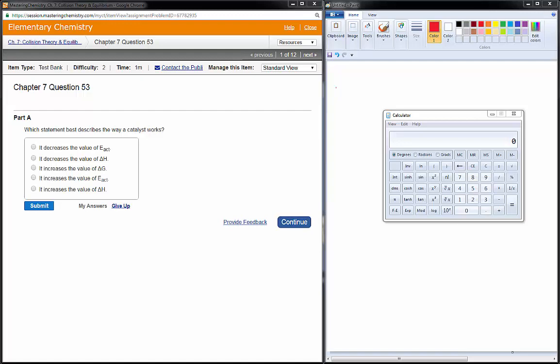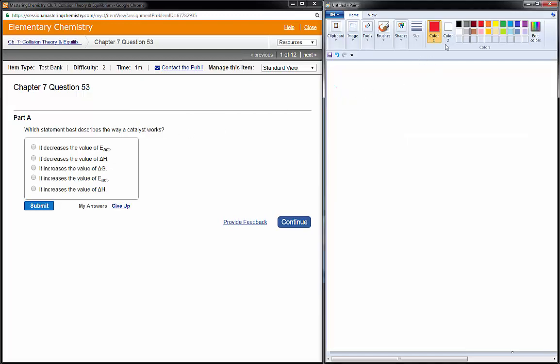Good morning. Today we are doing our second homework assignment on energy and why reactions occur. And this assignment is on collision theory and equilibrium. So here we go. The first question is asking about catalysts and how catalysts work.